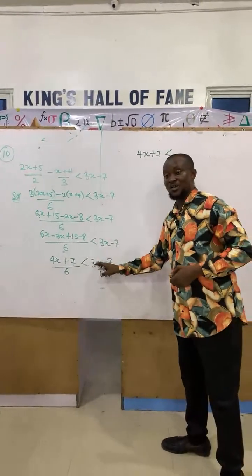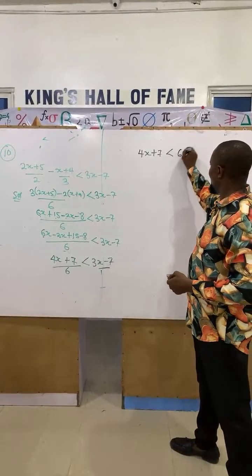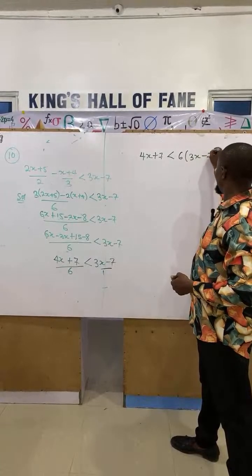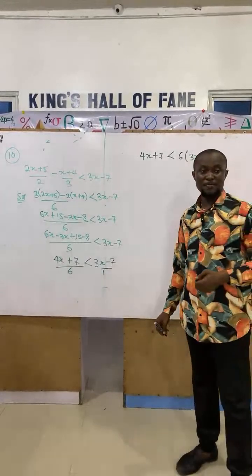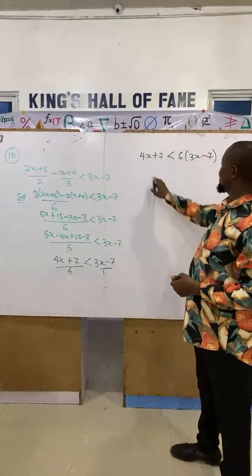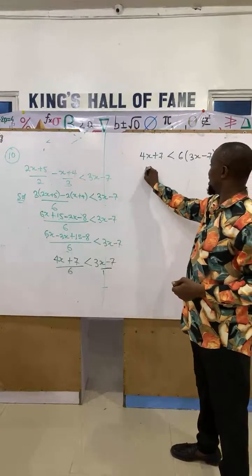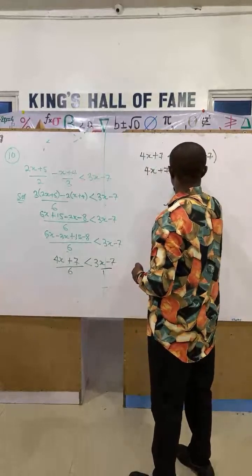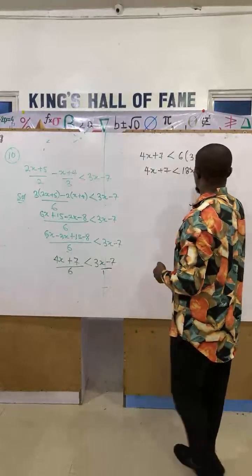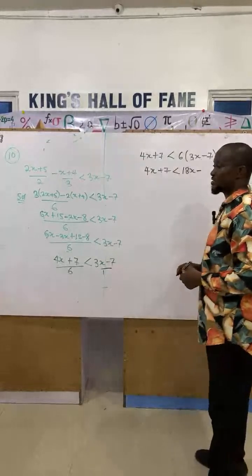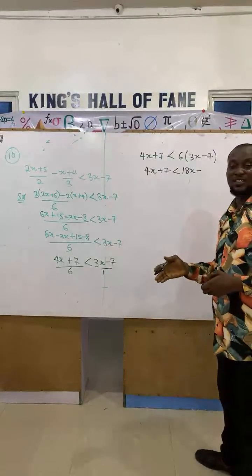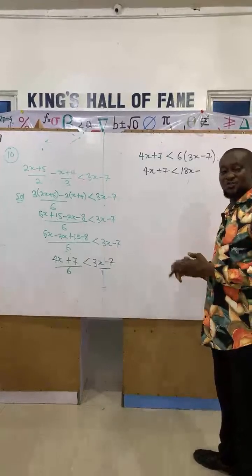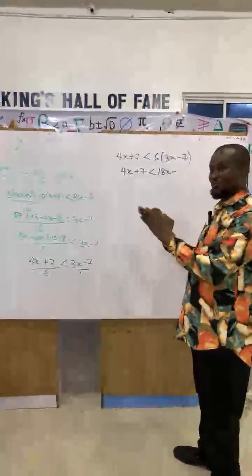Less than what? The 6 will come over here. Yes, sir. You now write 6, open bracket, 3x minus 7. Are you with me? Yes, sir. From that point, you open this bracket: 4x plus 7 is less than 18x minus 6 times 7. 6 times 7 is 42. 42.